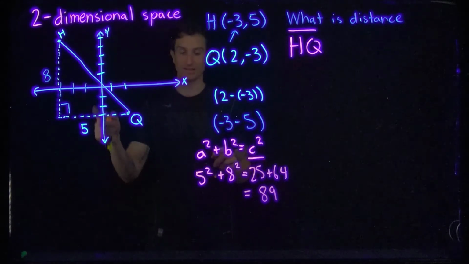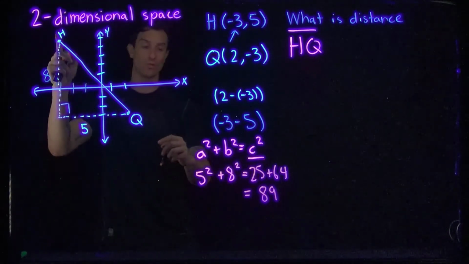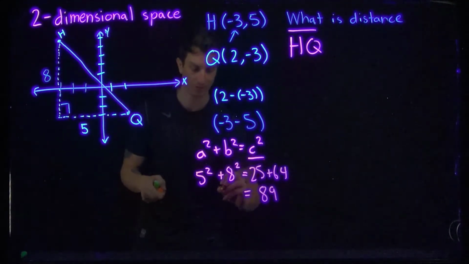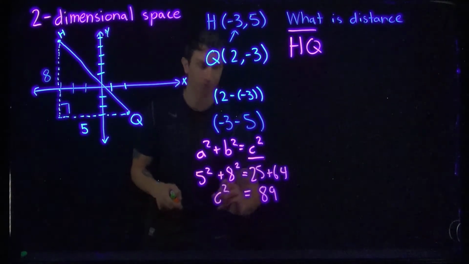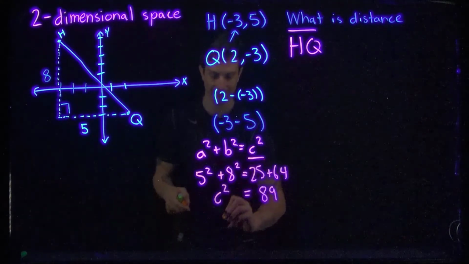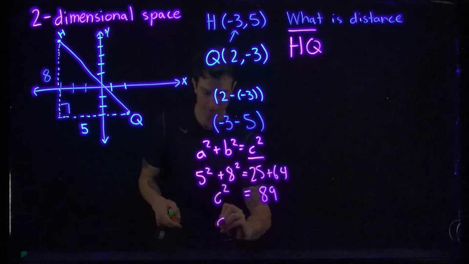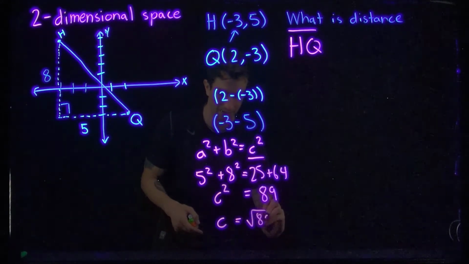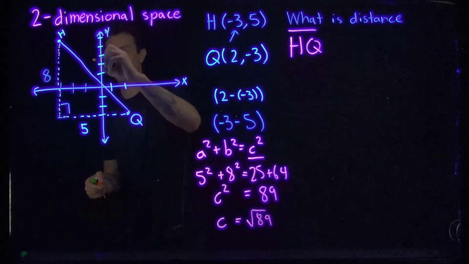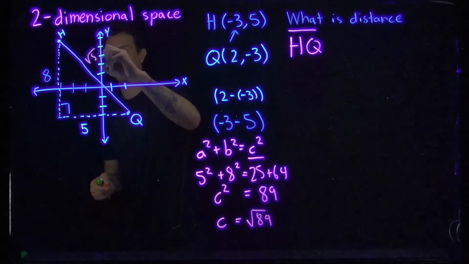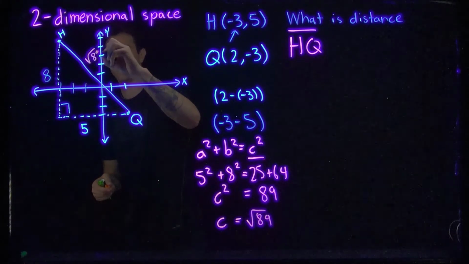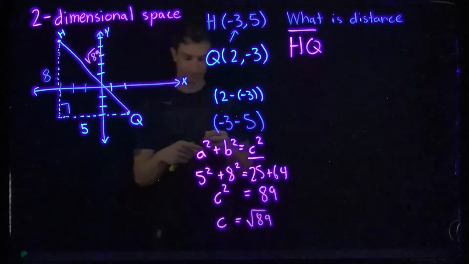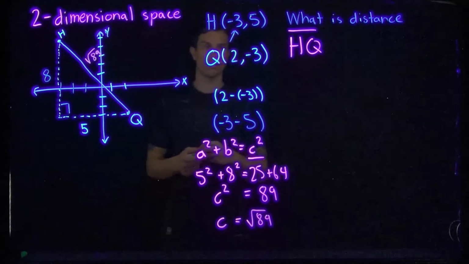Well, in this case, this is c squared. We want the length of c, so let's write this out. c squared is equal to 89, which means that c is equal to the ugly square root of 89. So we'll put this as the square root of 89. Ooh, that's a 9. The ugly square root of 89.